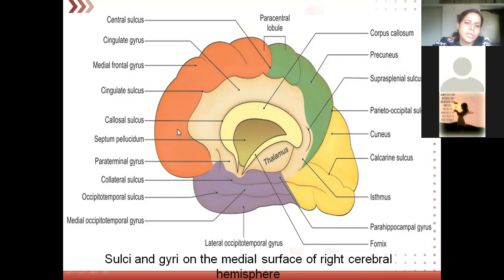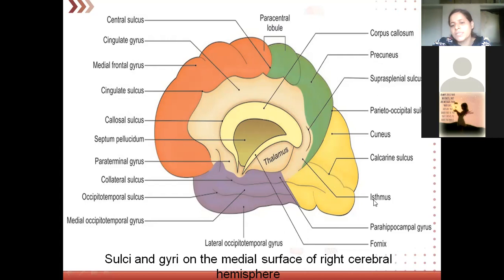This whole thing is the frontal lobe. In front of the central sulcus, this area is called medial frontal gyrus. Behind the central sulcus, this is parietal lobe, and here this area is called precuneus. The area adjacent to the central sulcus on the medial side, you call it paracentral lobule. Then this is occipital lobe.